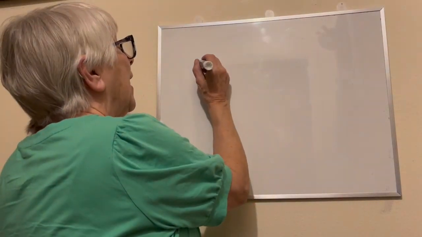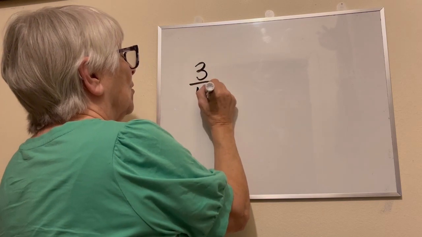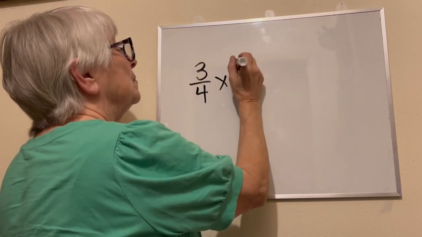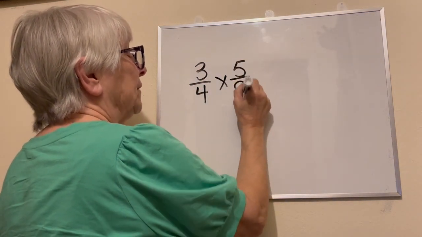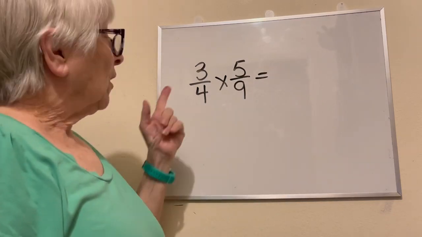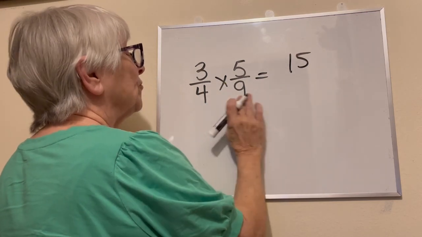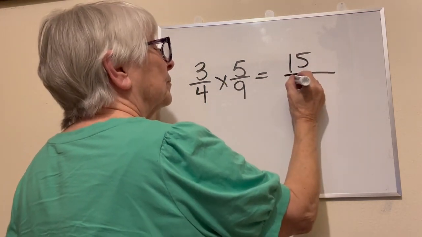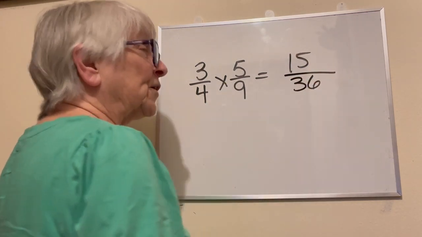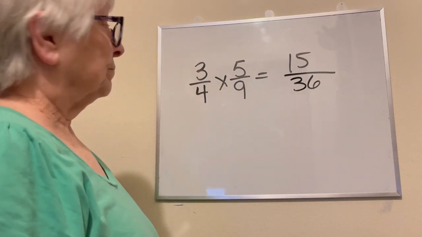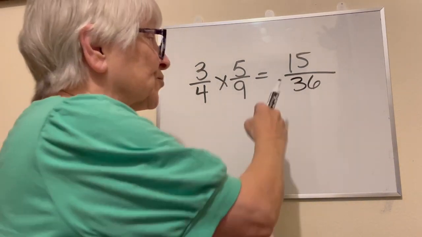So let's try 3/4 times 5/9. 3 times 5, 15. 4 times 9, 15 over 36. Okay, that's the right answer.